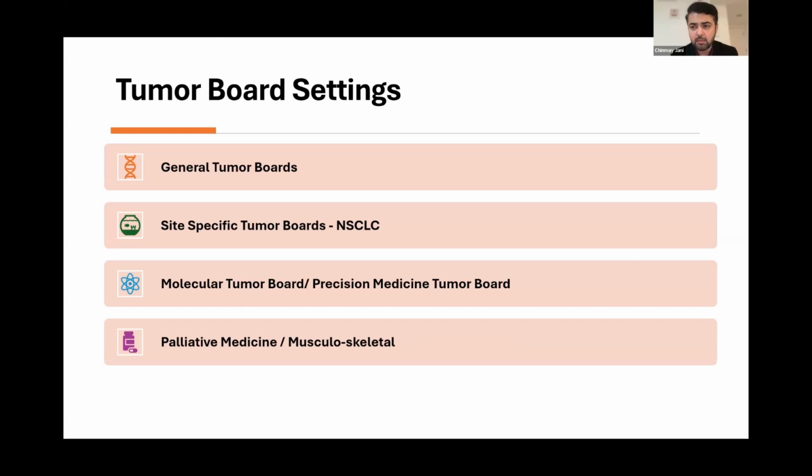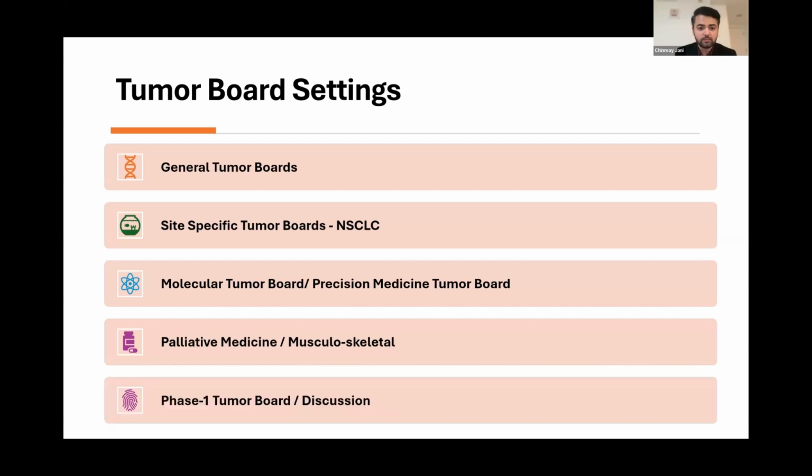Fourth one is palliative medicine and musculoskeletal tumor boards. And these are extremely helpful as well, because along with oncology care, it is very important to have a palliative care approach at the beginning itself, especially in the advanced setting, because that can help in symptomatic care, and it can also help in longer treatment for those patients and therefore better outcomes as well. They can also discuss various pain approaches, and in pain approaches, it's not just medication. There can be radiation given, and various other types of treatments can be given as well.